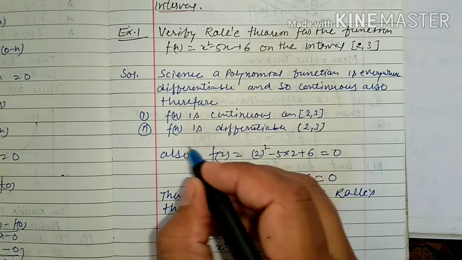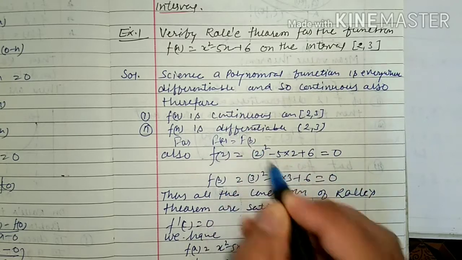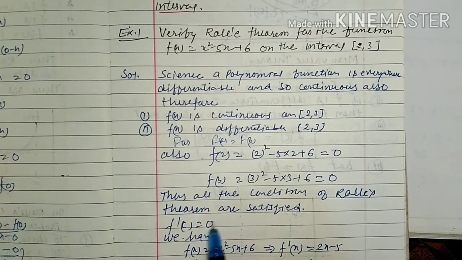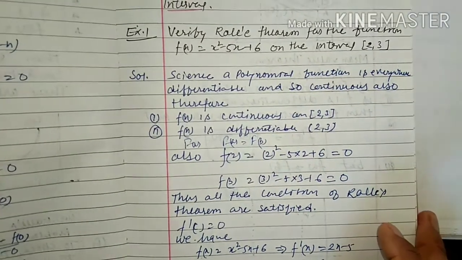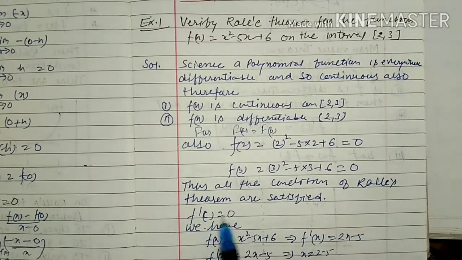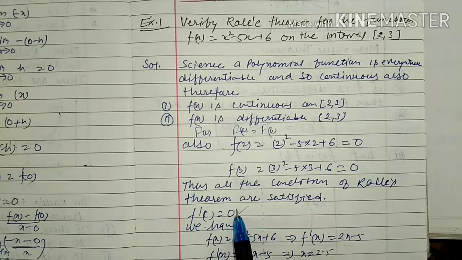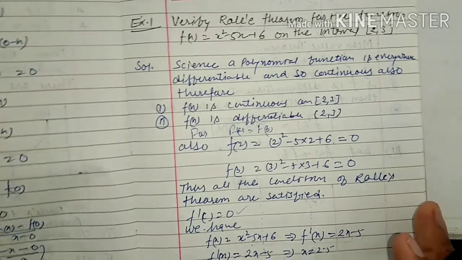The condition we have to find is f(a) equal to f(b). So finally we see that f(a) is equal to f(b). Thus all conditions of Rolle's theorem are satisfied. Then there exists a point c between them. c is a point in the given interval. Clear? c will be some other point. Then f'(c) is equal to 0. So we have f(x) is equal to x squared minus 5x plus 6, and f'(x) is equal to 2x minus 5.